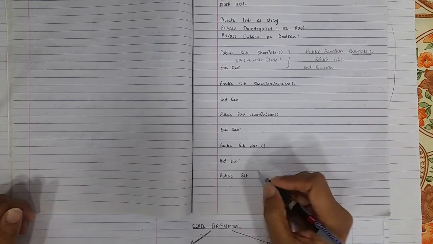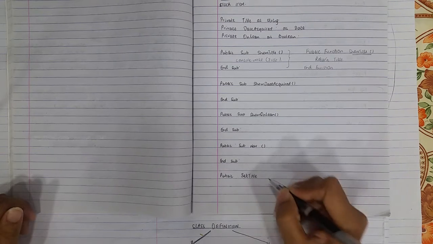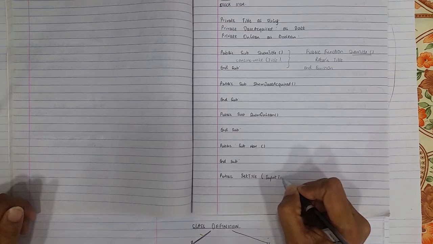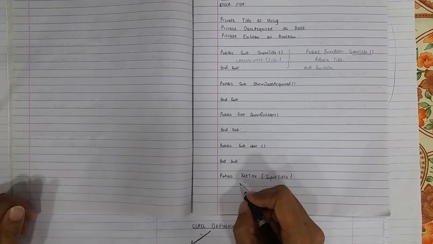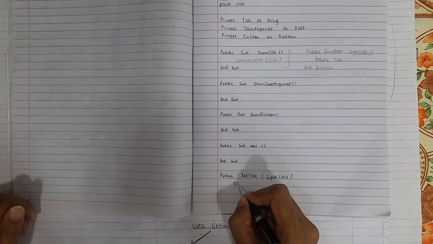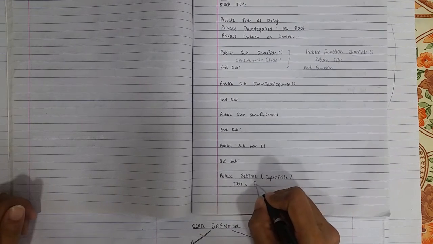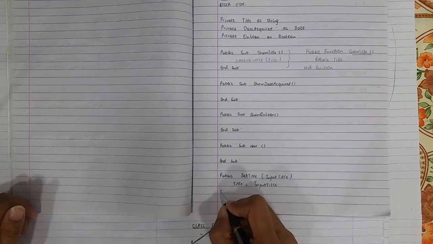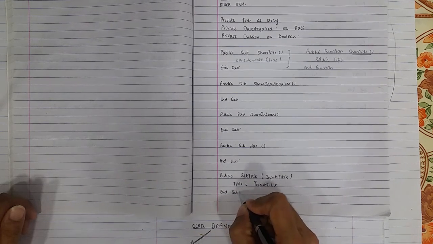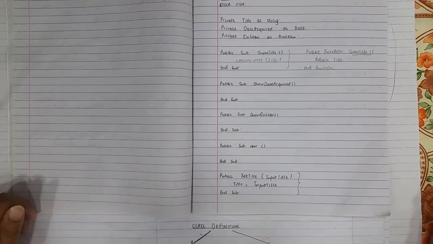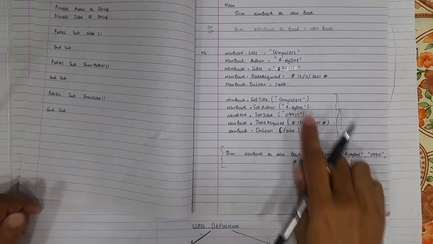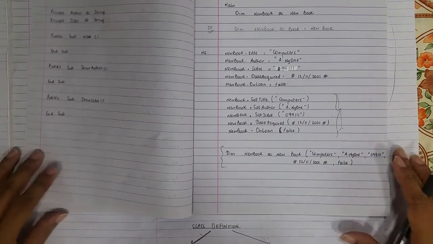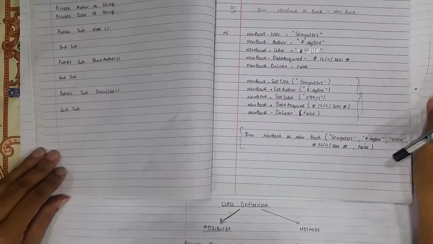set title, input title. And here we put title is equal to input title, and end sub, so as to be able to use the subroutine set title. That is a little bit the class definition, class diagram.